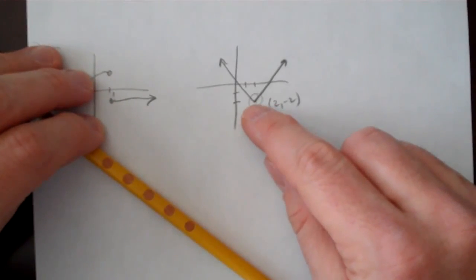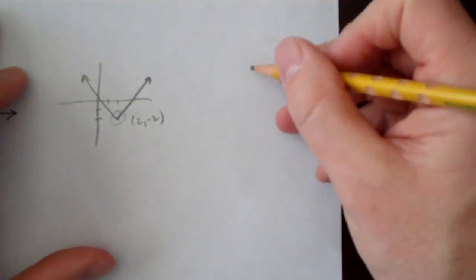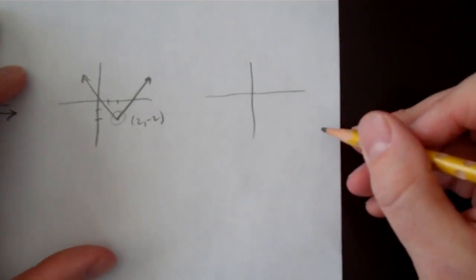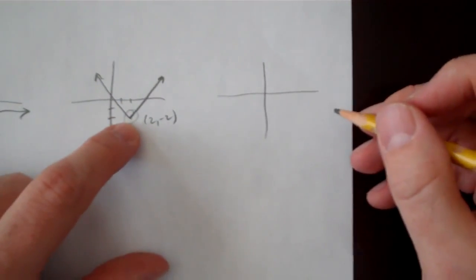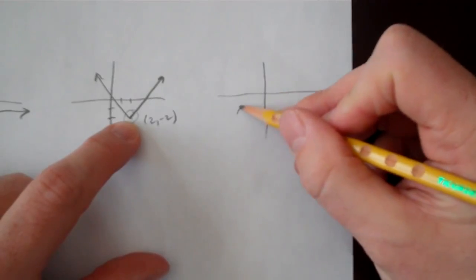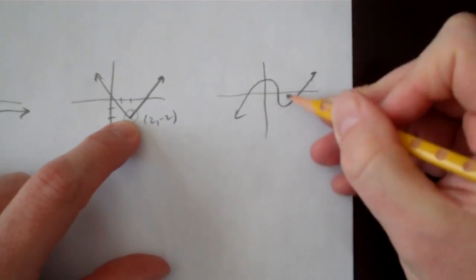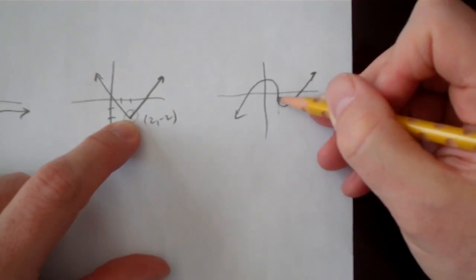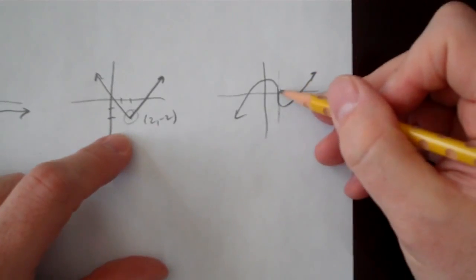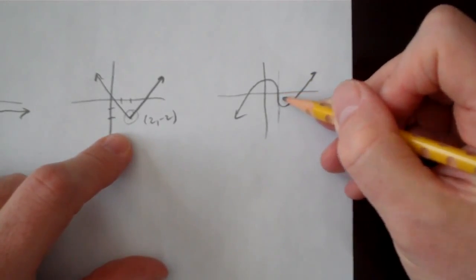Okay, something that's differentiable is curvy. It's smooth. It doesn't have cusps or corners. It also doesn't have vertical places where the tangent line would have an undefined slope. Okay, this would be not differentiable.